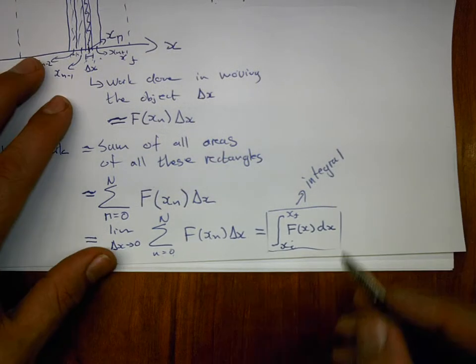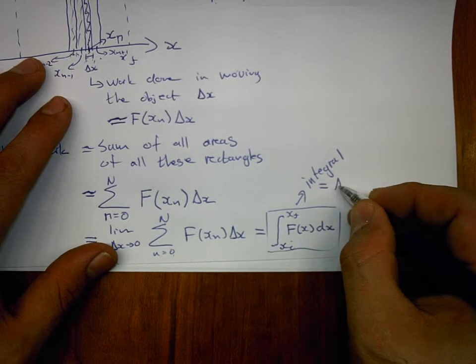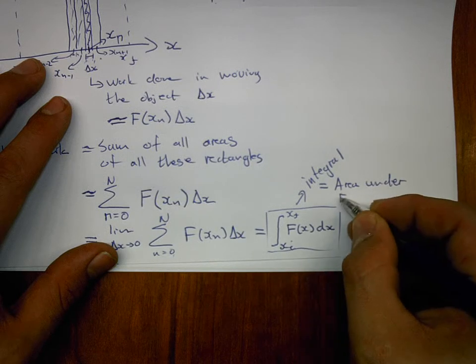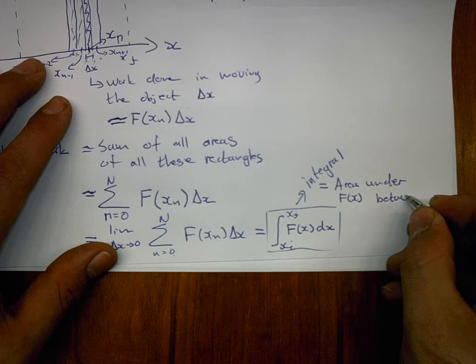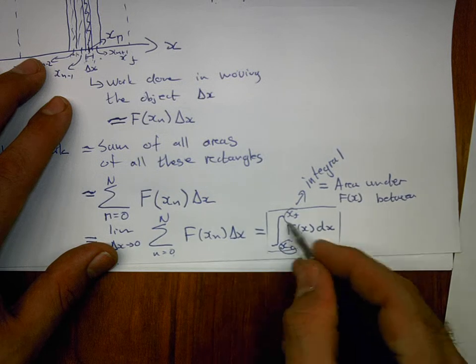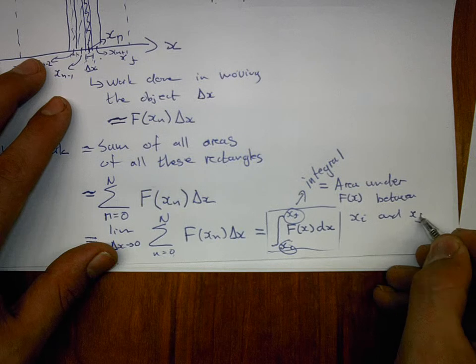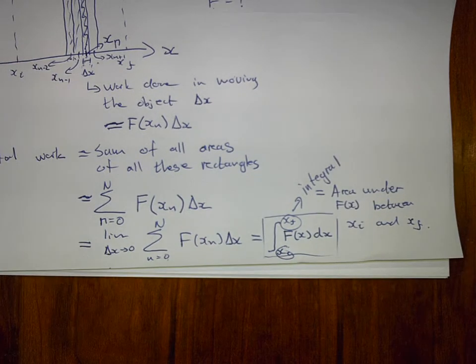And what you need to know for now is this integral is always equal to the area under the curve f as a function of x between these two values, so between x initial and x final. So if you see an integral, you must think, okay, I must somehow calculate an area underneath the graph.